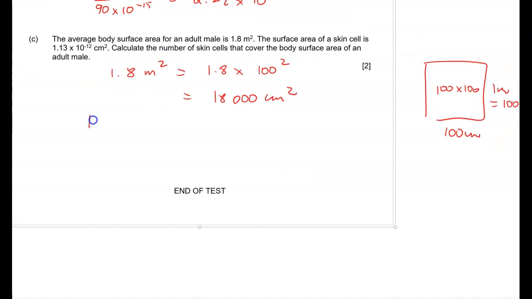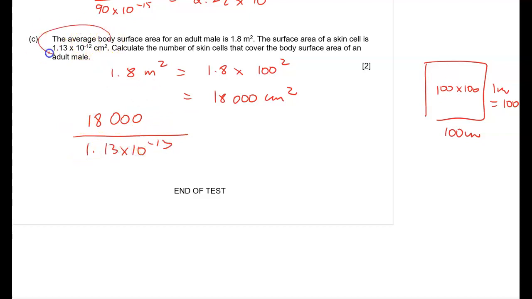And then from there, 18,000 centimetres squared divided by the 1.13. So again, this time we're saying, well, how many of those goes into this number here? And again, a pretty big number.